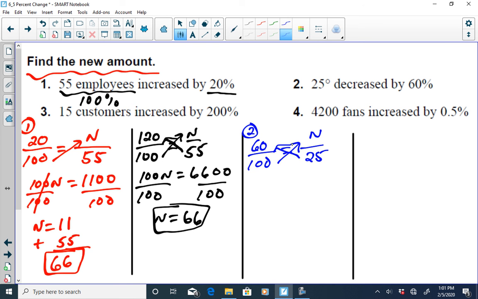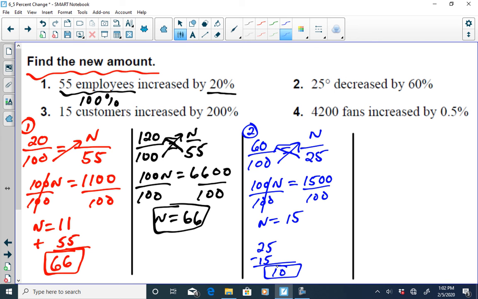Use our cross products property. So 100 times n is 100n. 60 times 25, that's going to be equal to what? That is 1500. And when we divide both sides by 100, they cancel. N is equal to 15. But 15 represents the decrease. So when we're decreasing an amount, we have to take the original amount, which is 25, and then we have to take away the decrease, which we just found, and that's going to give us 10 as our answer.